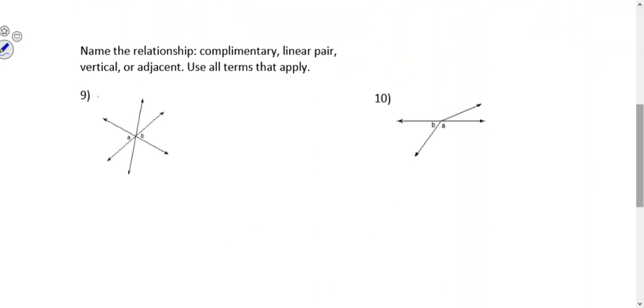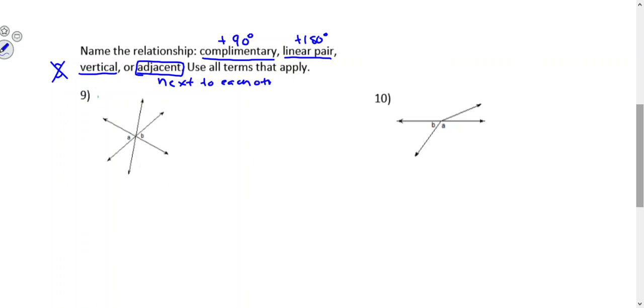Now we want to look at relationships of angles and identify what type they are. We have complementary, which means they add up to 90 degrees or make a right angle. A linear pair means they add up to 180 degrees or make a straight line. Vertical are the angles that are across from each other, never next to each other. And adjacent means next to each other. They share a common ray.